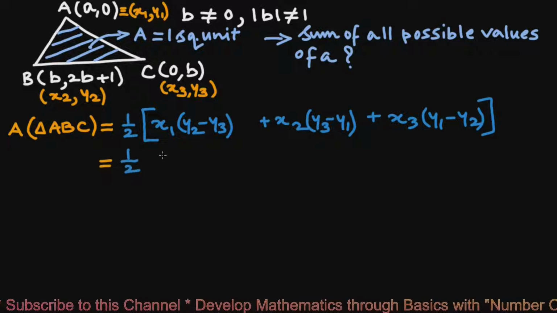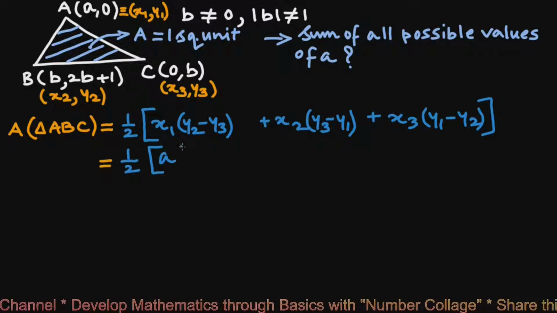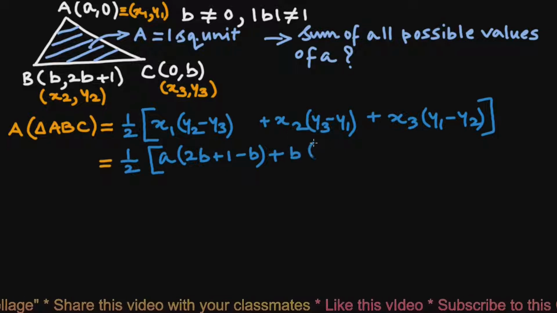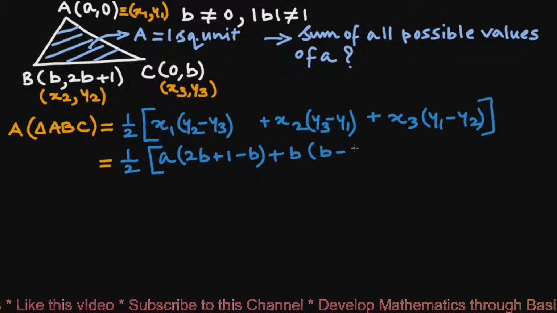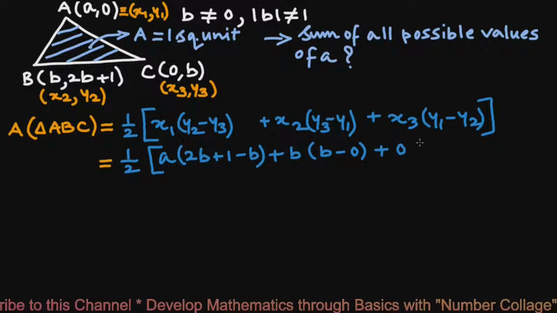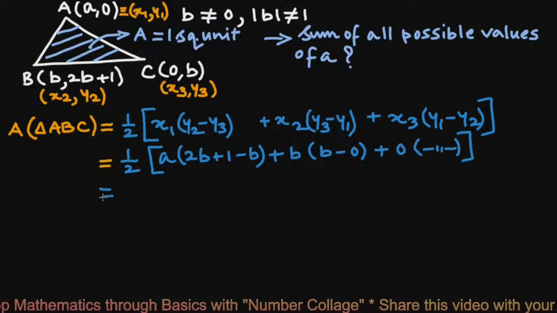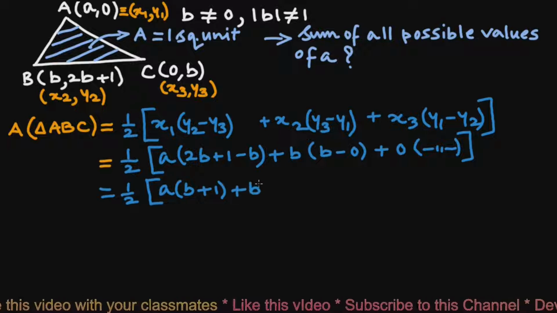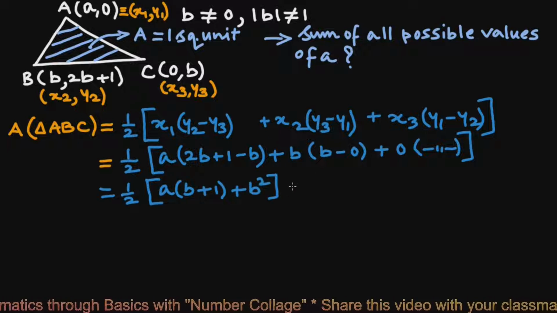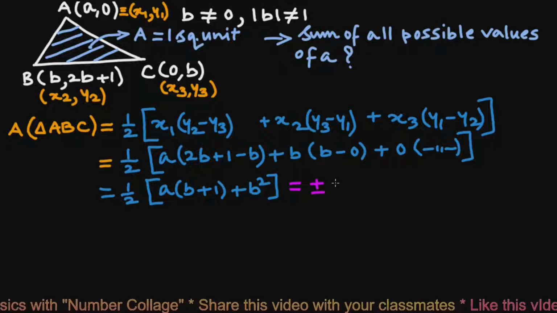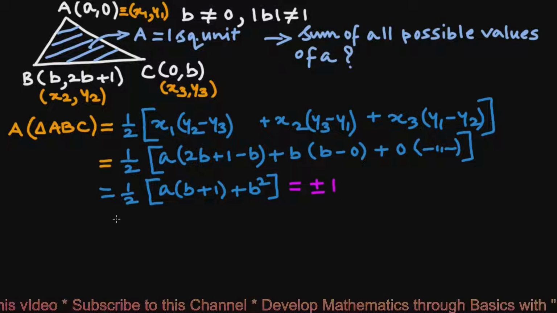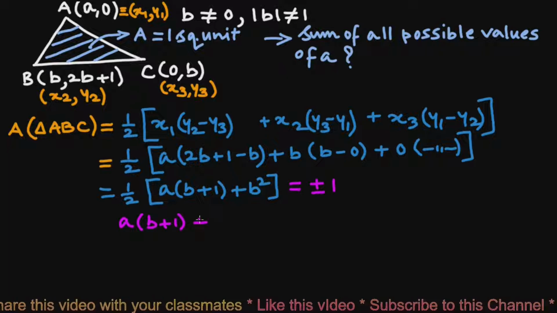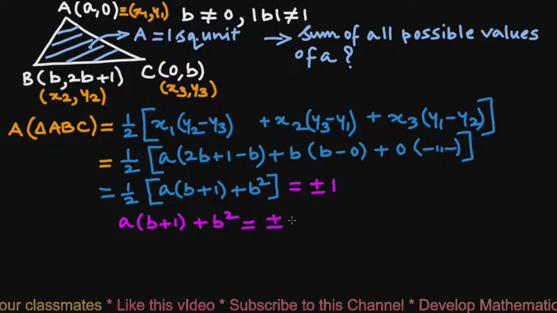Substituting the values, it will be A times 2b plus 1 minus b plus b times b minus 0 plus 0 times the remaining bracket. It will be half times a into b plus 1 plus b squared. But this is given to be 1 square unit, so we write it plus minus 1. So that will be a into b plus 1 plus b square equals plus minus 2.